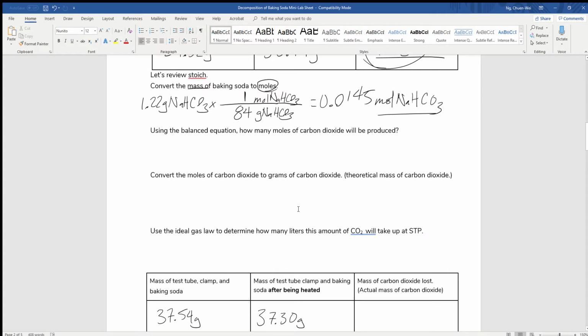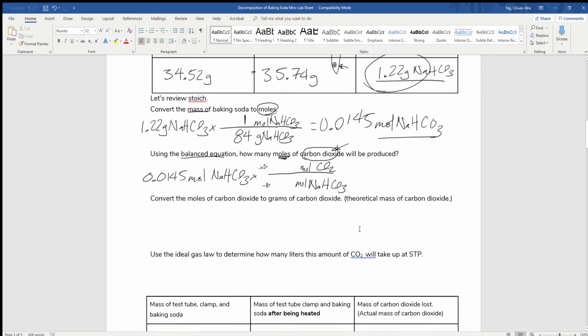The next question wants us to use the balanced equation to find how many moles of carbon dioxide. We're staying in moles, but we're just changing the chemical. So here this becomes our given, 0.0145 moles of baking soda, NaHCO3, and we want to get out of baking soda, and this question wants carbon dioxide, CO2. It's going to be a mole to mole ratio, and to find these digits, we need to go to the balanced equation.